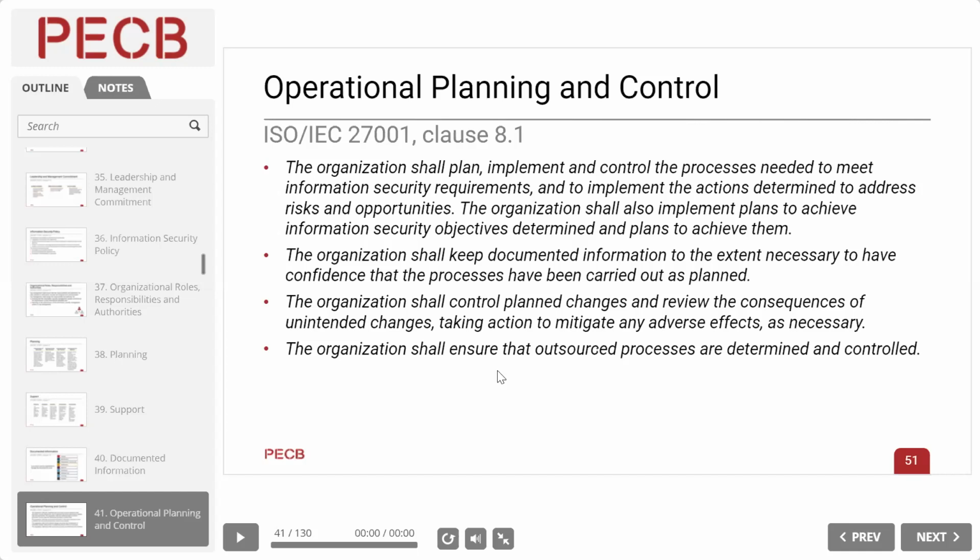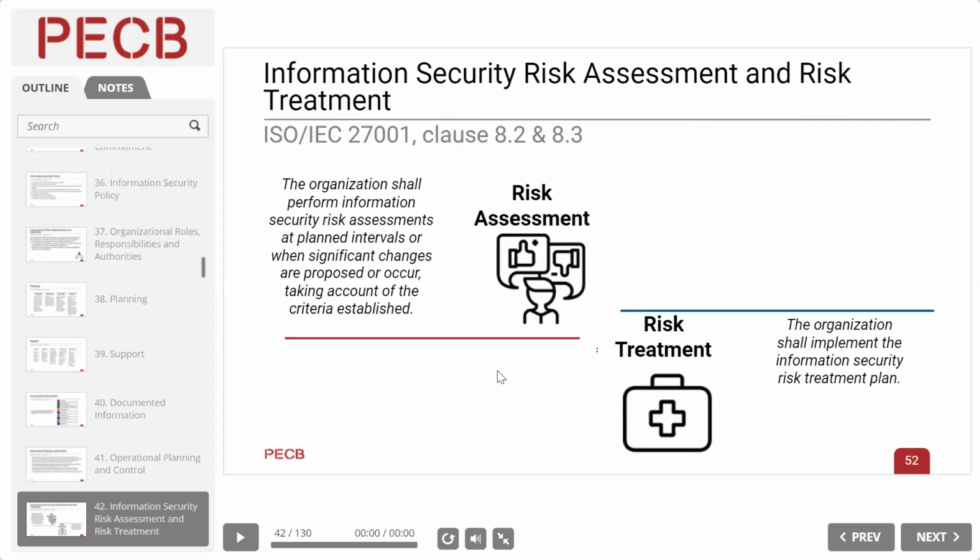The organization shall control planned changes and review the consequences of unintended changes, taking action to mitigate any adverse effects as necessary. The organization shall ensure that outsourced processes are determined and controlled. These are the activities, the expected outcomes that we expect from the operational planning and control perspective, as outlined by the standard.